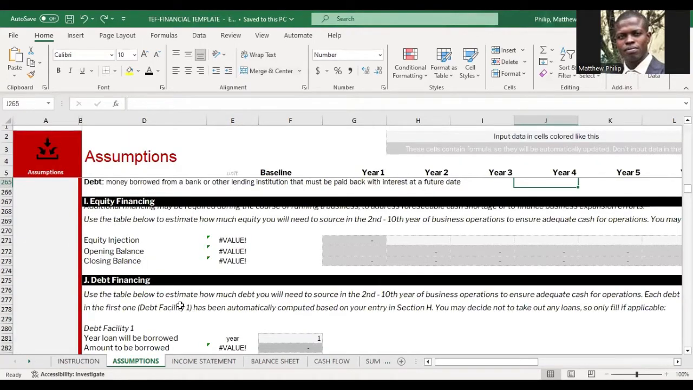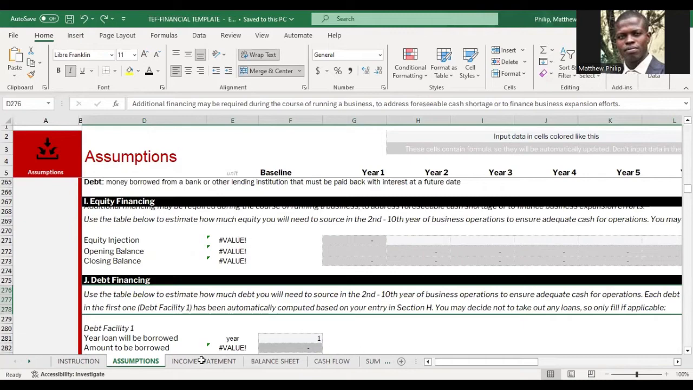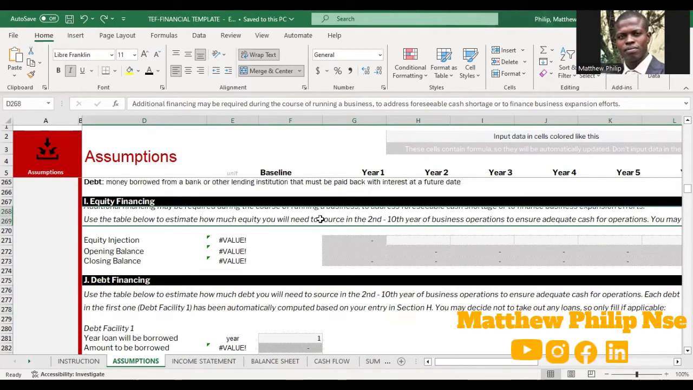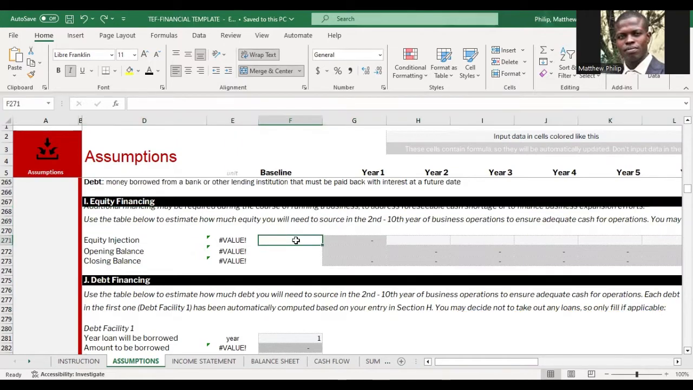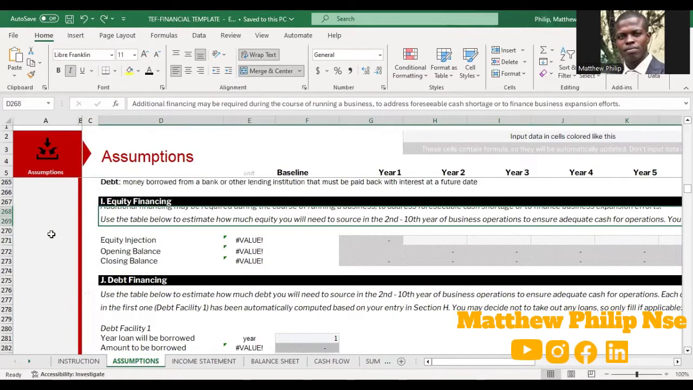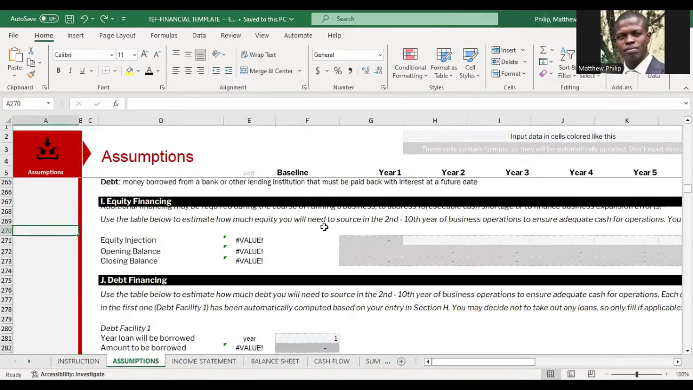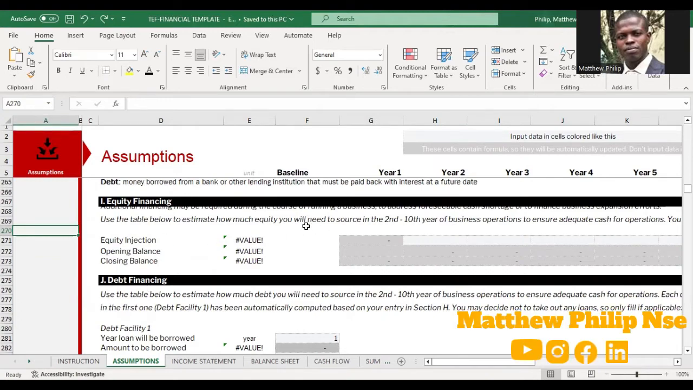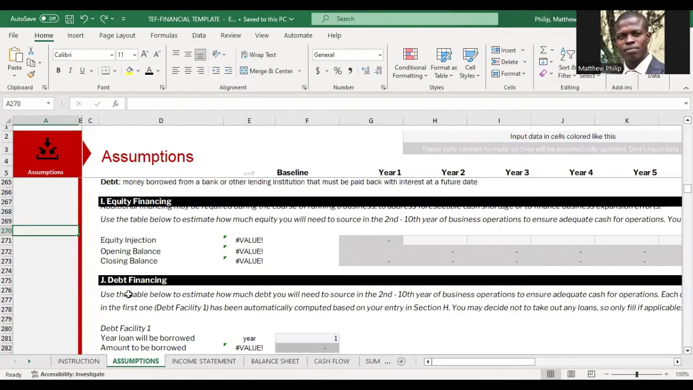This is the only other worksheet, and this is where your job ends. You are only required to populate this assumption worksheet. You are not to touch the income statement, balance sheet, cash flow, and every other worksheet except for the ones that I have just mentioned. Having said this, let me close all this.